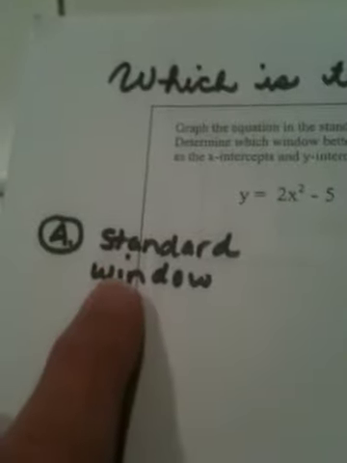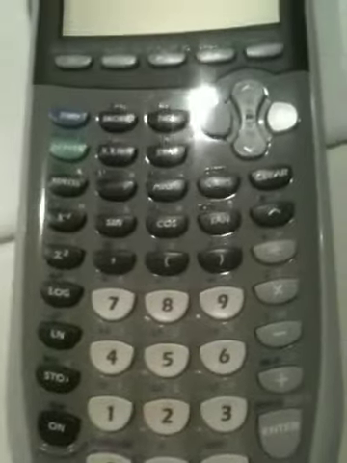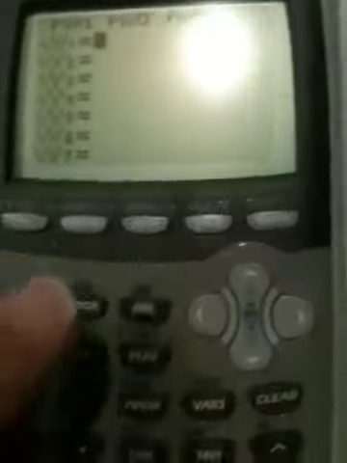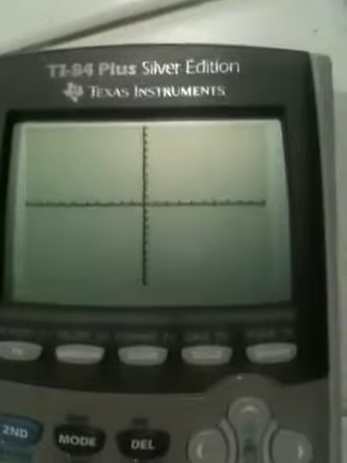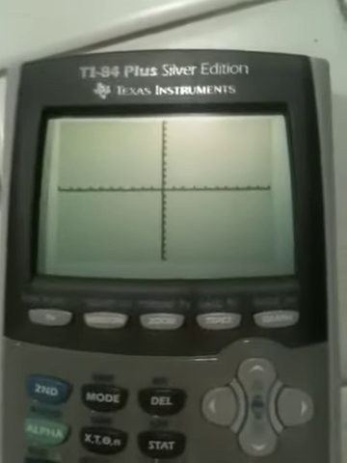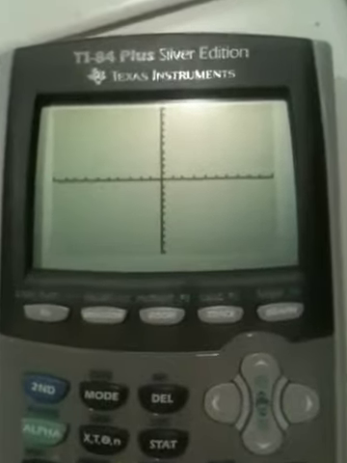Now part B we haven't done yet, so I'm not expecting you to understand part B yet. But part A we've done. Alright? So I'm going to go to my calculator. I'm going to turn it on. I'm going to make sure that I have a standard window by hitting Zoom 6, and that guarantees me that I have a standard window when it shows me from negative 10 to 10 and negative 10 to 10.